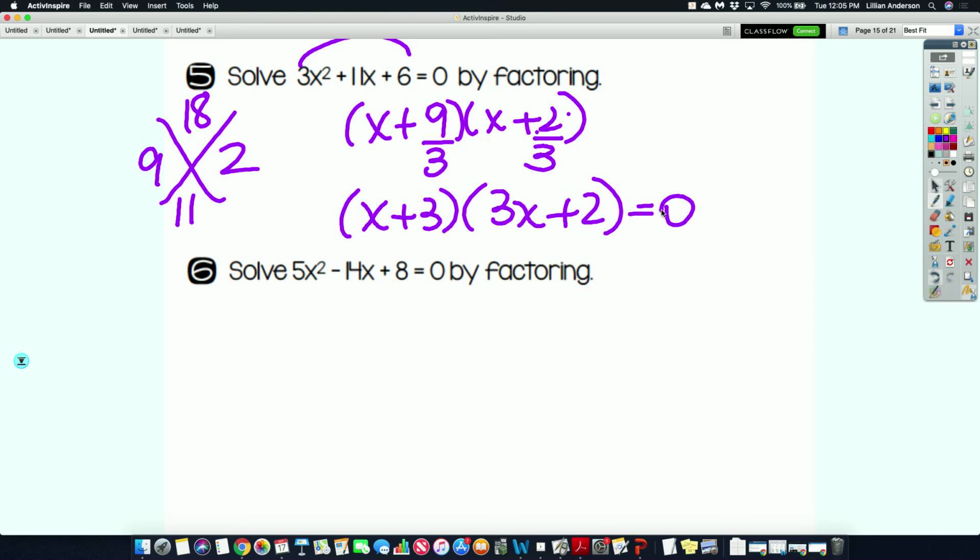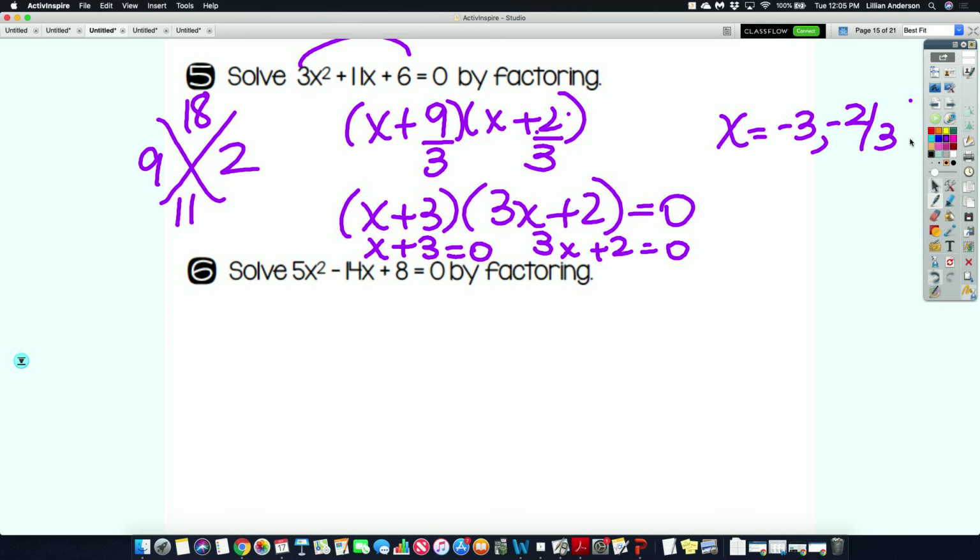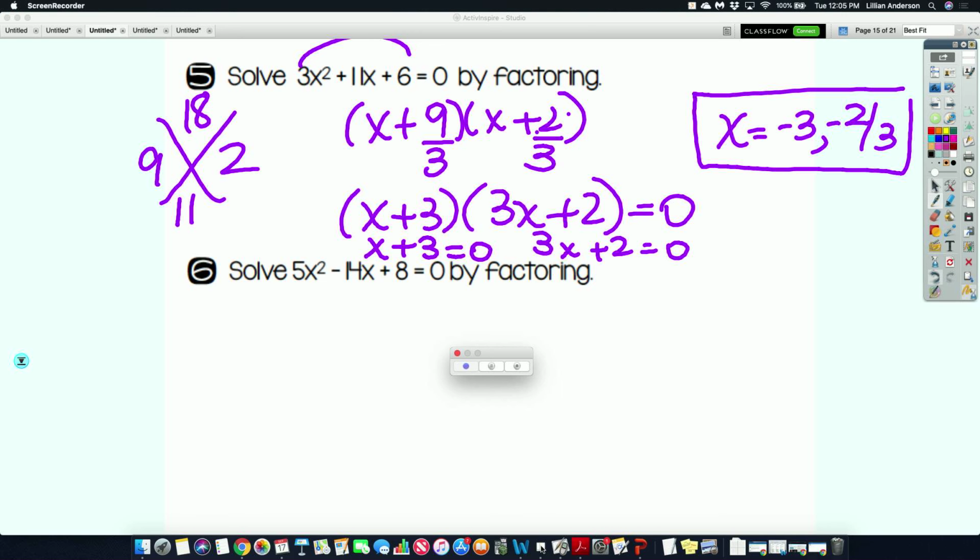From here, I'm solving. Don't get caught up in the factoring thing so that you forget that you're actually solving. So x equals what numbers? Very good. Can you guys do number 6? Do number 6.